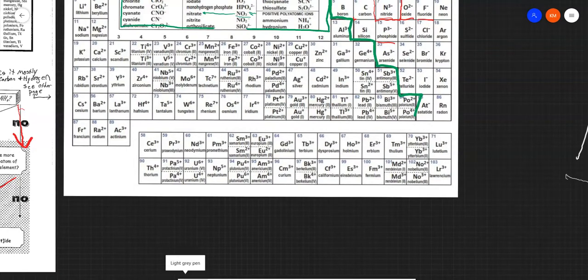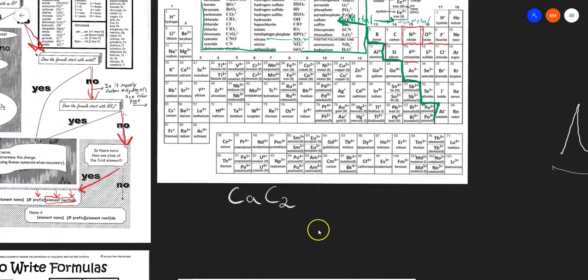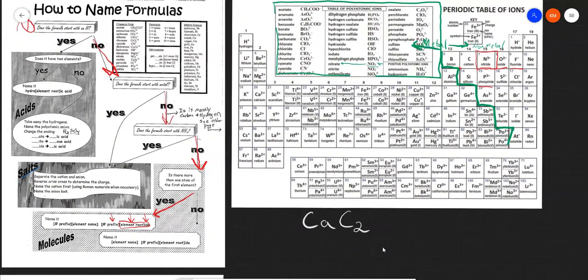Oh, so here's a tricky one. CaC2. So if we come here and get rid of my scribbles, we can work through this. So does it start with H? No. Does it start with a metal? Calcium is right here. That's left of the stair step, so it is a metal, so yes.